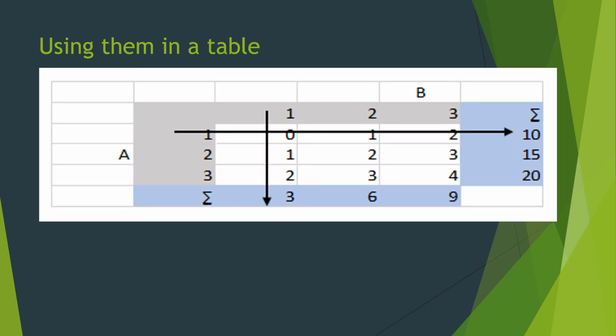We can transform a Latin square into a table and perform some statistical analyses on them. These tables have values populated in the cells. In this table, it's showing you that you can take the sums of the rows and the columns.